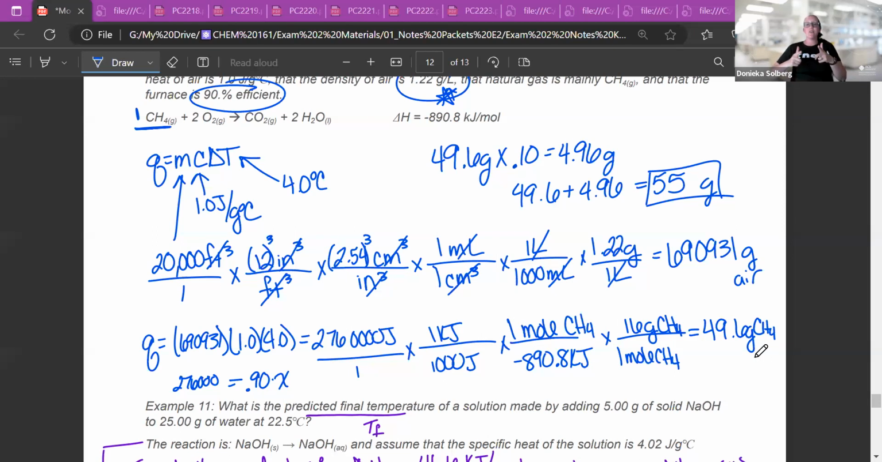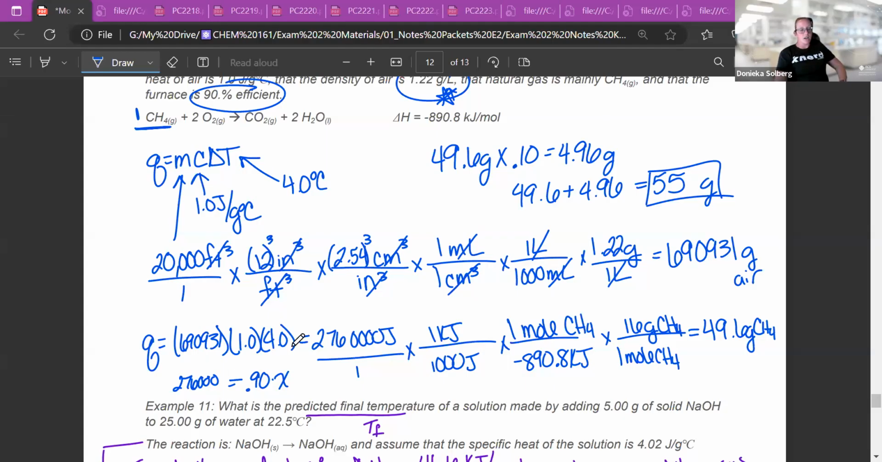Now, that's if it was 100% efficient. So after that, then I have to figure out, okay, well, how much do I have to burn if it's only 90% efficient? This is where the extra credit part comes in. And I didn't really do the whole calculation here. I just said, well, okay, if it's 90% efficient, I need this much energy. How much do I need if it's 90% efficient?